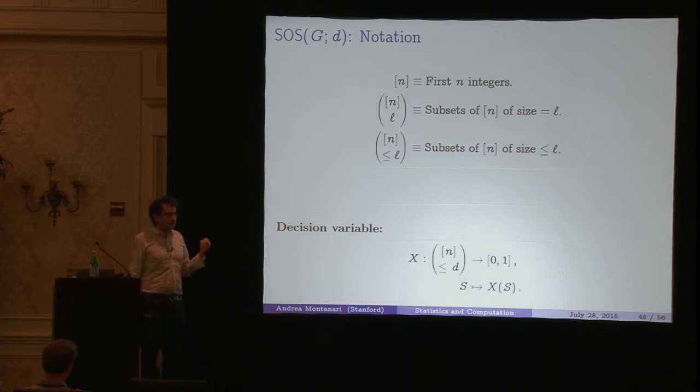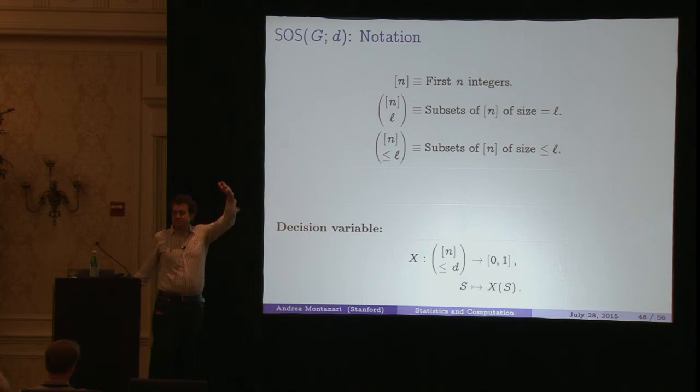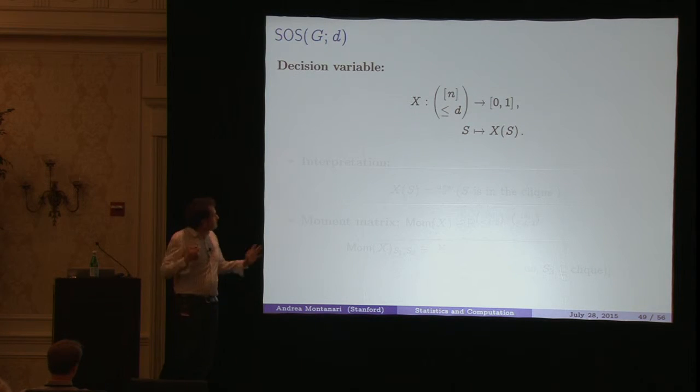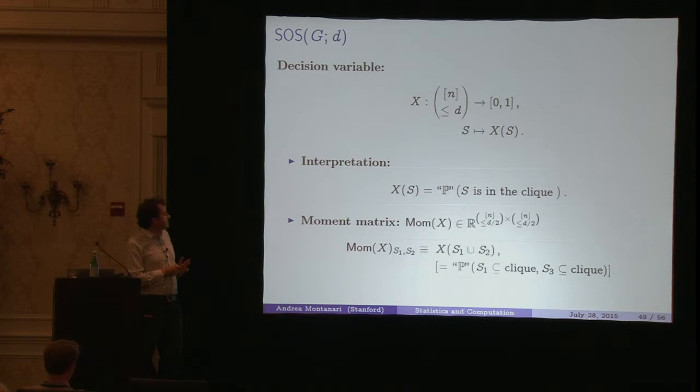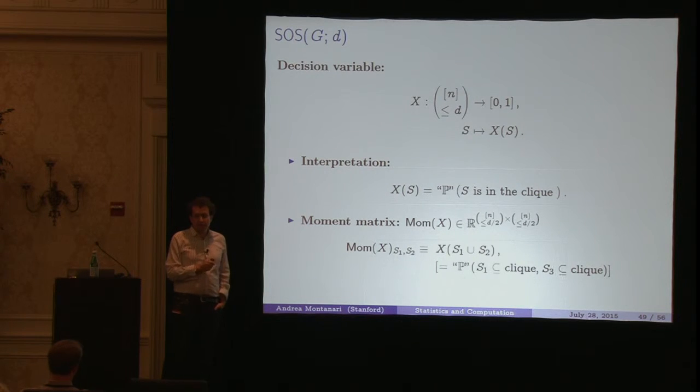And the SOS has decision variables that are functions from this set of tuples to the interval [0,1]. So for each set S, I get a number x of S. This is a function, but since it is a function on a finite space, it is really a big vector that I can do computation with. These are my decision variables, and it is convenient to keep in mind the interpretation. The interpretation can be made very precise, but let's keep it informal, because I don't need it. The interpretation is the following: x of S is the probability that the whole set S is in the clique.